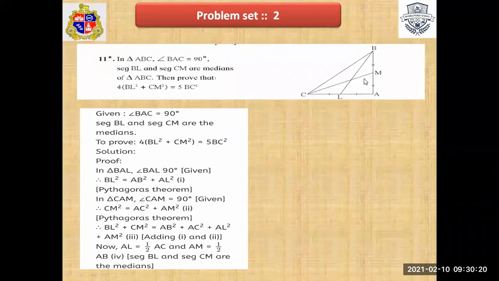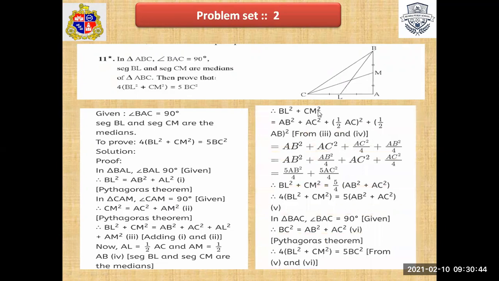Now, AL. AL is, by the given condition, half of AC. How? Because BL is the median. Median means L divides the side into two equal parts. So AL is half of AC. Similarly, we write AM is half of AB. Okay, clear? Yes.